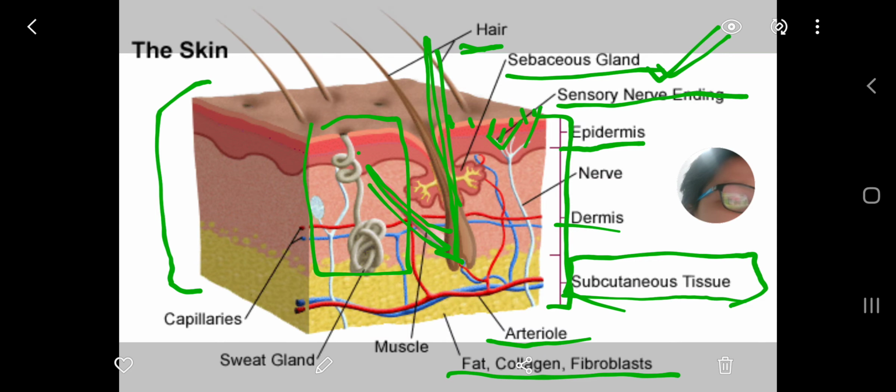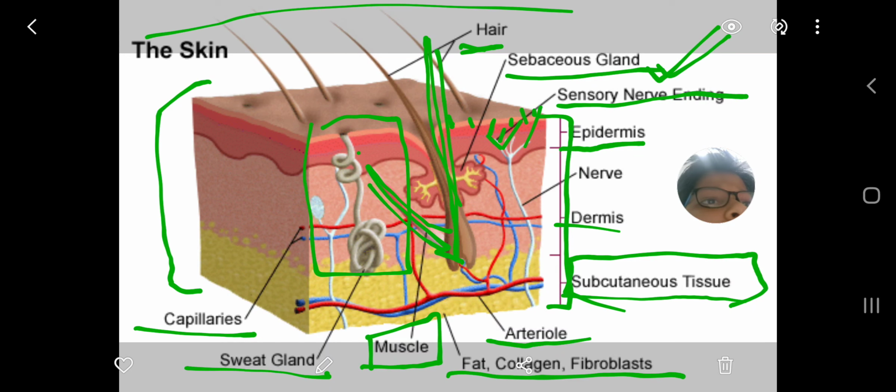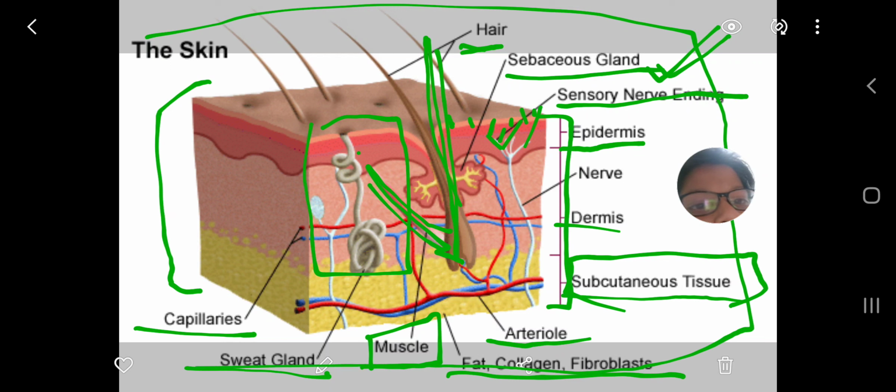Fat, collagen, and fibroblast. Fat, everyone knows. Collagen is a fiber that makes our skin look good, right? And fibroblasts produce collagen fibers and many other fibers like elastin fibers. There's a muscle, the erector pili muscle. The sweat gland secretes sweat. Capillaries are subdivisions of arteries and veins. Venules and arterioles, right? So this is the basic structure of our skin.